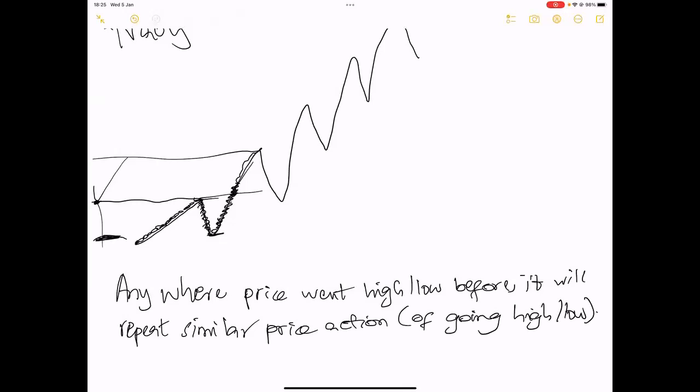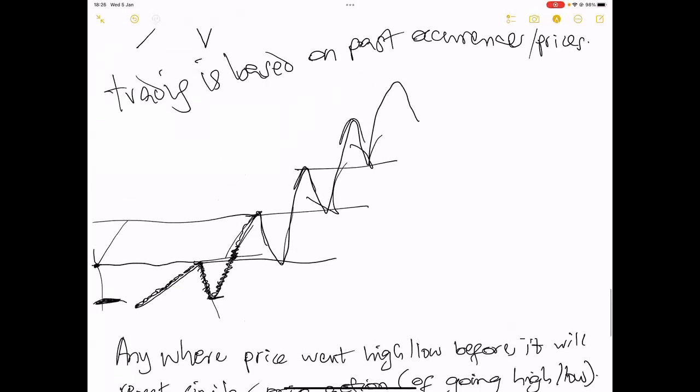So here, this is where the market went down. Automatically, market will go up here. Market went down here, automatically market will go up here. Market went down here, automatically market will go up here. Automatically.